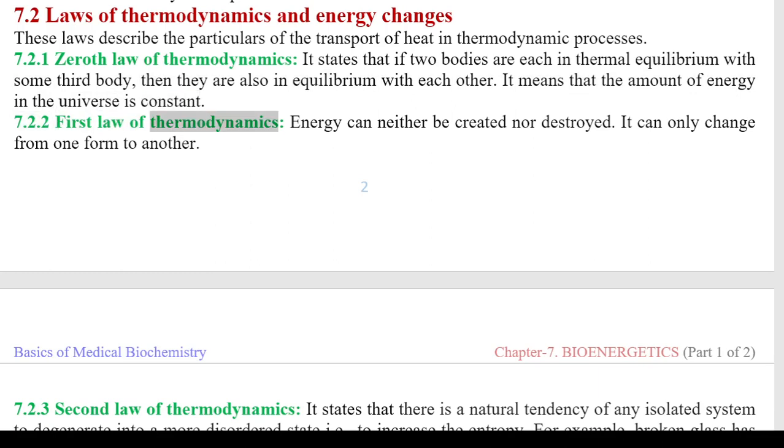7.2.2 First Law of Thermodynamics. Energy can neither be created nor destroyed. It can only change from one form to another.